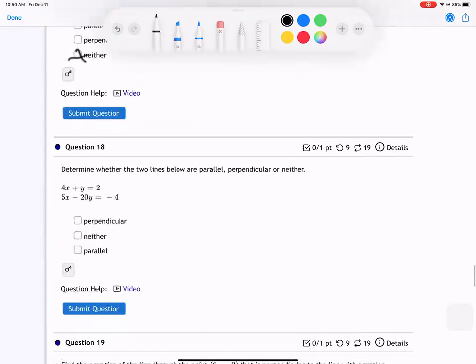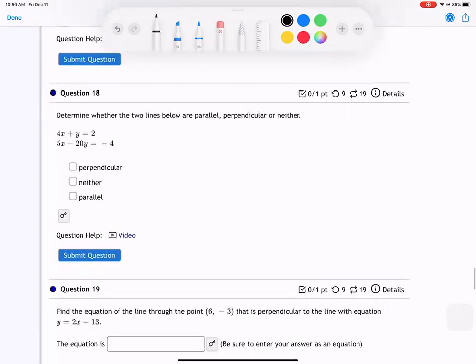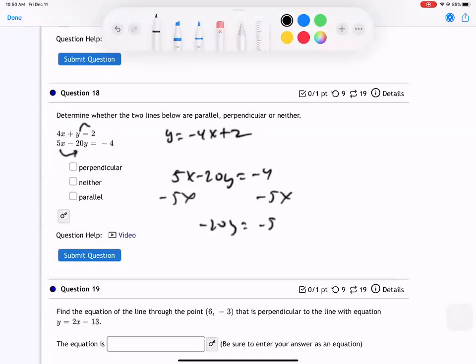Let's look at our next question here. If you're watching this on YouTube, make sure you hit pause and give yourself some time to think about it. Solving for y, we have y is equal to negative 4x plus 2. Over here, that's going to take a little bit more work. 5x minus 20y equals negative 4, minus 5x from both sides, negative 20y equals negative 5x minus 4. We can divide everything by negative 20. y is equal to positive 1 over 4 x plus 1 over 5.